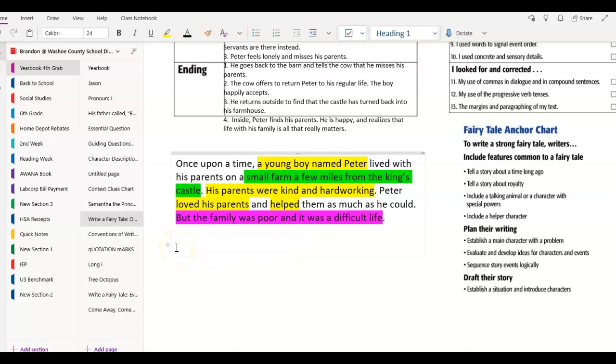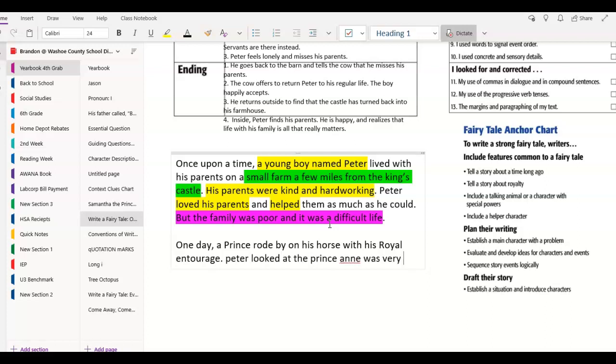Well, let's give it a try. Remember, we have this dictation function that we can use as well, or we can handwrite it. So let's use this dictation function. One day, a prince rode by on his horse with his royal entourage. Period. Peter looked at the prince and was very envious and jealous. Period. So here, I've introduced that problem.